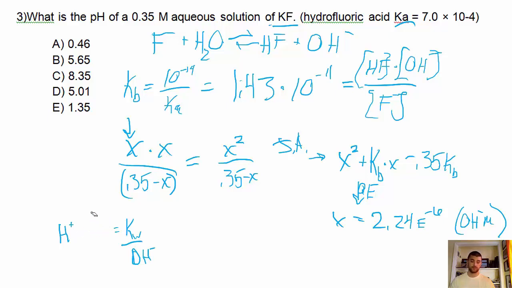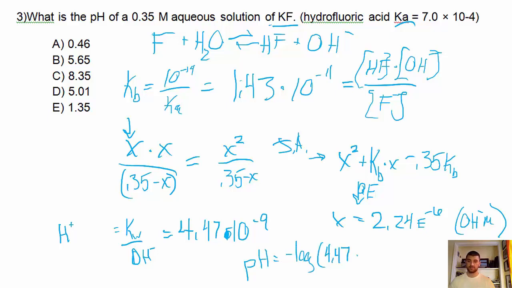I know those two values, so I plug them in, and I get 4.47 times 10 to the minus 9. So now that's my H plus concentration, and now pH equals negative log of that number, 4.47 times 10 to the minus 9, and I get the answer being 8.35 for my pH. That one was kind of a difficult one. Right? Sometimes it helps just to start doing stuff.